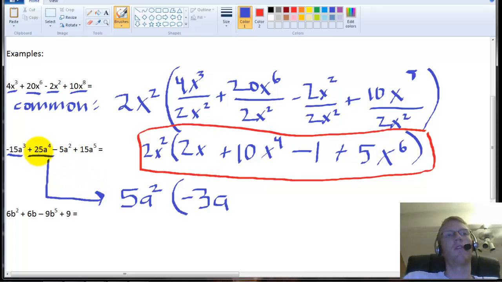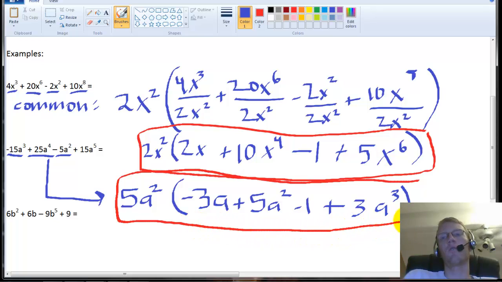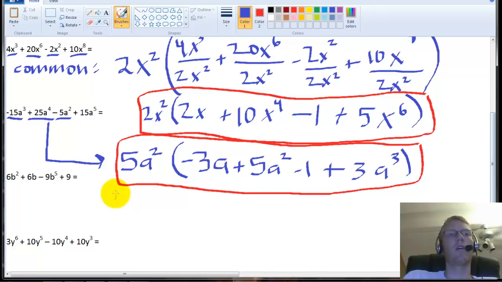Second term, 25 divided by 5 is 5. A to the fourth divided by a squared is a squared. Third term, negative 5 divided by 5 is negative 1. A squared over a squared is 1. Fourth term, 15 over 5 is 3. A to the fifth over a to the second is a to the third. Okay? So there's not a lot of work you can show. I mean, you just kind of go straight to the answer, but it is a lot of steps, right? So first see what they have in common, then go through and divide each term by whatever that common factor is. Okay, now we're going to take a look at this guy, kind of going a little lower for each one.